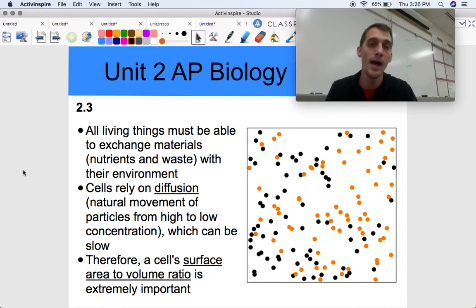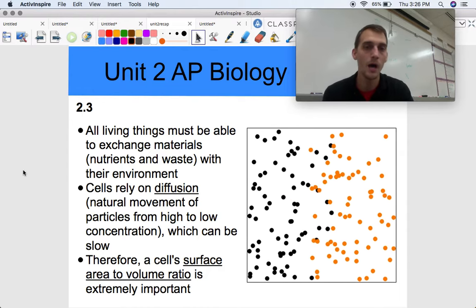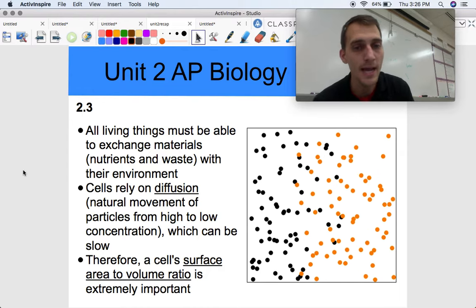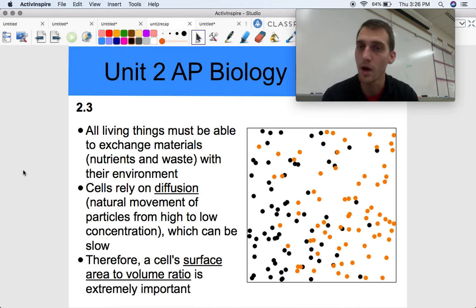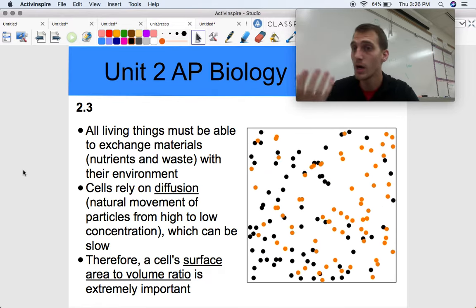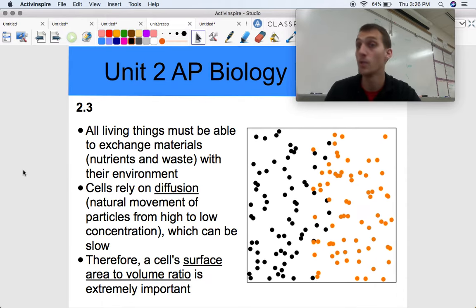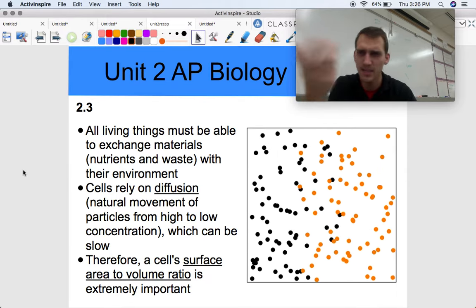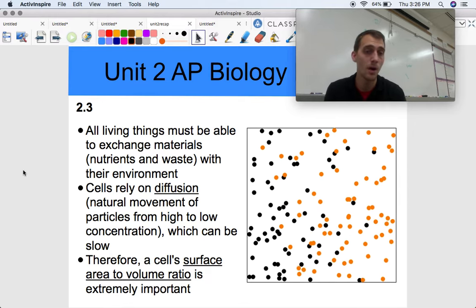Cells are super small, and they rely on diffusion. The reason they're so small is because of diffusion. This is going to come up again, but diffusion is the natural movement of particles from high to low concentration, which can be very, very slow. Things just kind of spread out naturally. If you put a drop of food coloring into a glass of water and let it sit for a while, it's not going to spread out very fast. It will spread out eventually, but a lot of times you have to shake it up to move it along and make it spread out faster. So diffusion happens pretty slowly.